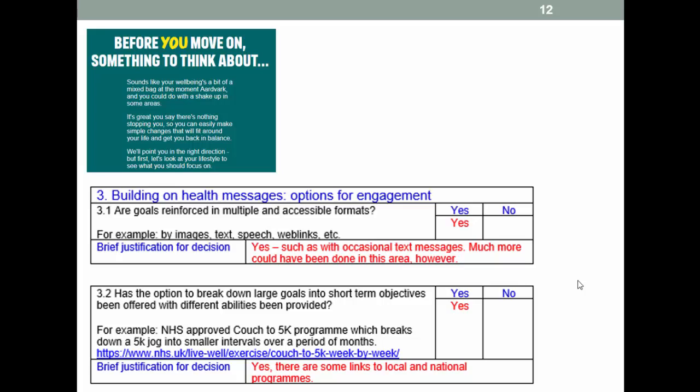Okay, so advice and comments. Periodically, text comments are presented to the user. They're very generic, however. Some advice on short-term goals is providing these comments, but again, they're very generic. So I've given them yeses there, but they're both pretty qualified yeses.